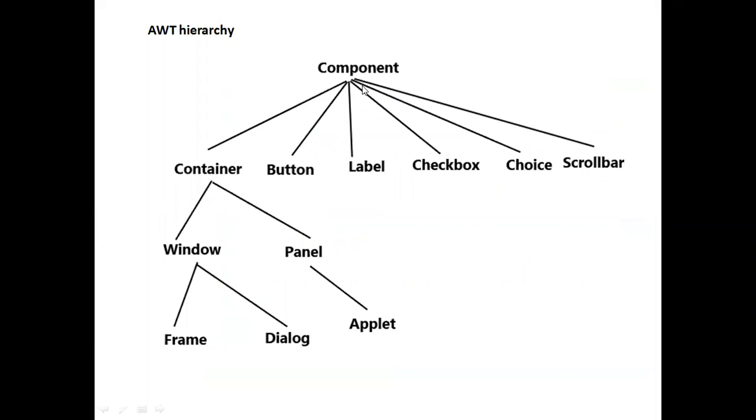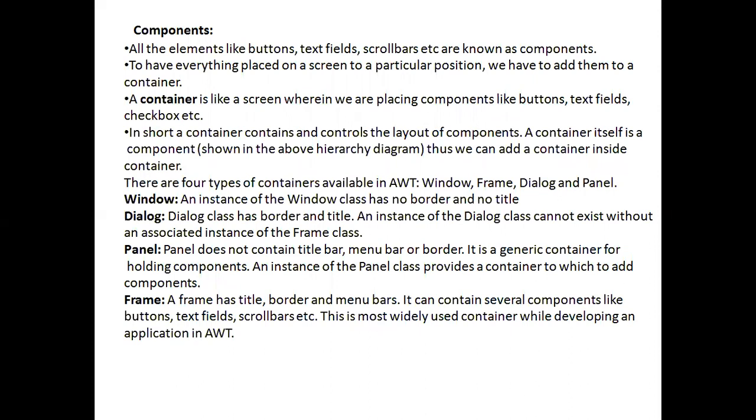In that Component there may be Container, Button, Label, Checkbox, Choice, Scrollbar. These all are subclasses of Component. And inside the Container there may be Container, it may be Window, Panel. So Window may be Frame, Dialog box, and Panel may be Applet. These all are the AWT hierarchy.